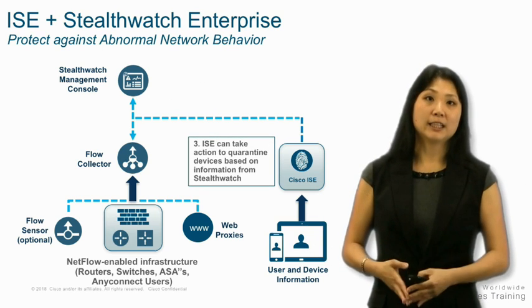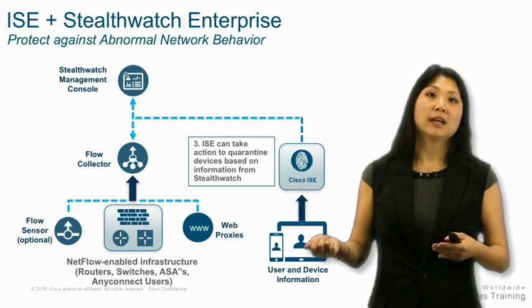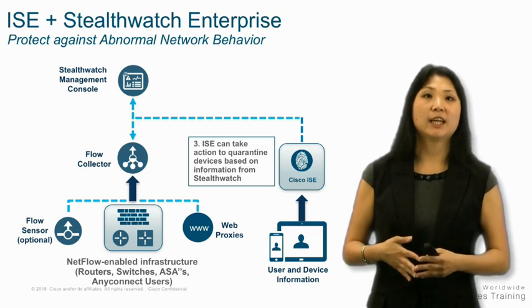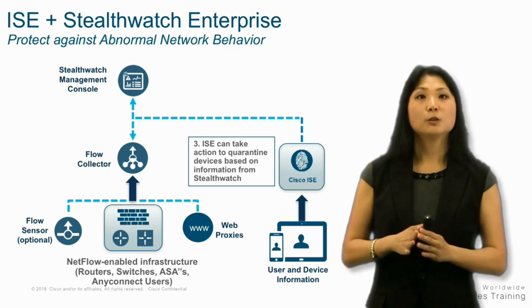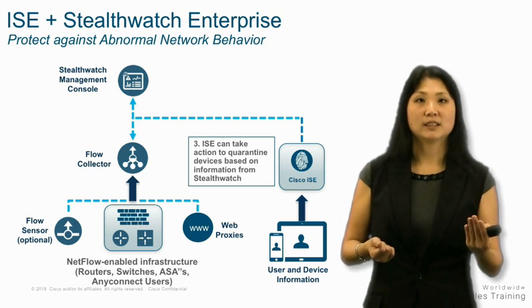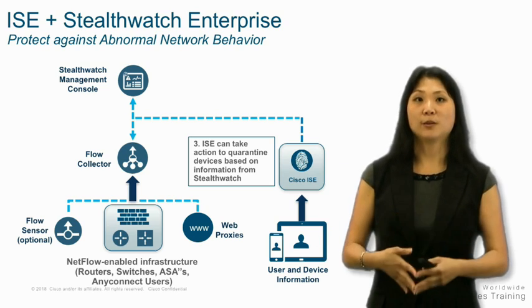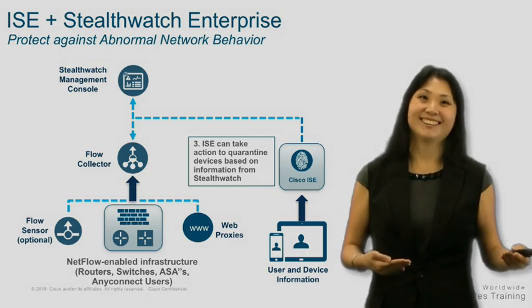Then we can add in ICE, which provides user and device context. So then StealthWatch can trigger ICE to basically quarantine this user if there's any indication that their device has been compromised. This solution provides the insight and intelligence to understand and identify suspicious behavior which might indicate a threat. This allows the organization to better react and protect their network.